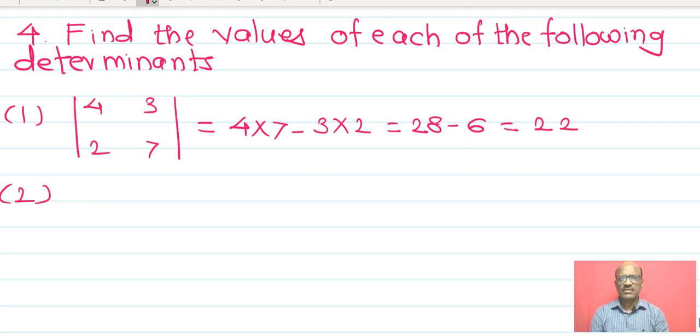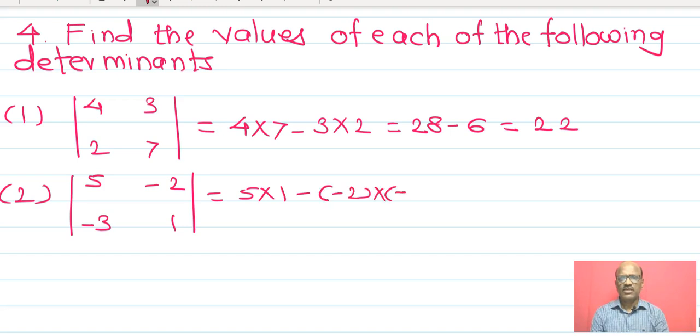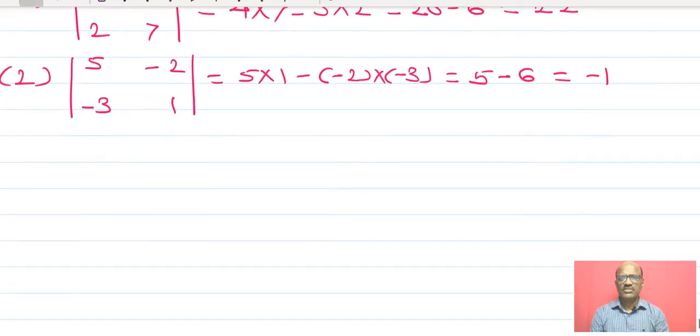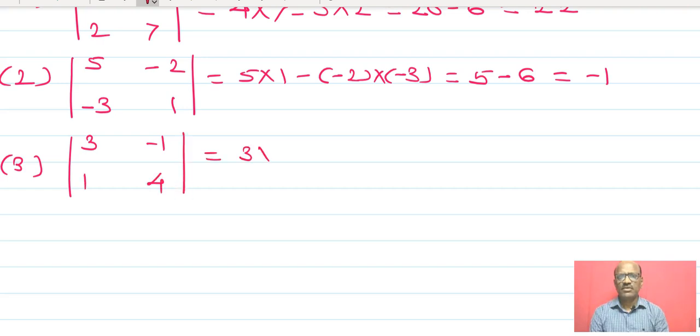Second, 5 minus 2 minus 3 1. 5 into 1 minus 2 minus 3. And that is equals to 5 minus 6, which is minus 1. Third, 3 minus 1 1 4. 3 into 4 minus 1 in bracket minus 1 into 1, that is 12 plus 1 is equals to 13.